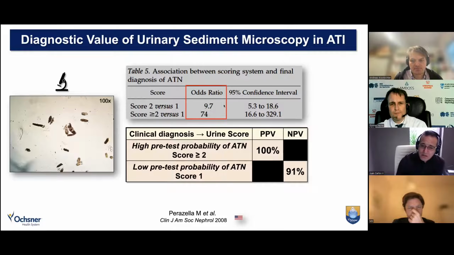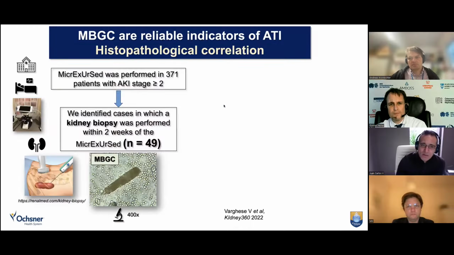Similarly, for a patient with low pretest probability of ATN and a score of 1, it was 91% negative predictive value. So very good performance in this test. Now, again, the caveat is that the way they confirmed the diagnosis was still chart review. So that's why recently we wanted to go a little bit further and have histological confirmation of the diagnosis, because ultimately, if you don't have biopsy-proven ATN, it all becomes sort of a clinical judgment and not so much of a gold standard.